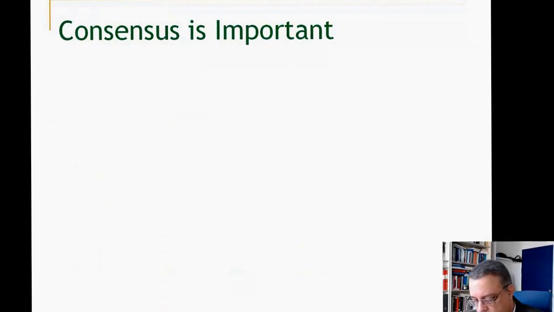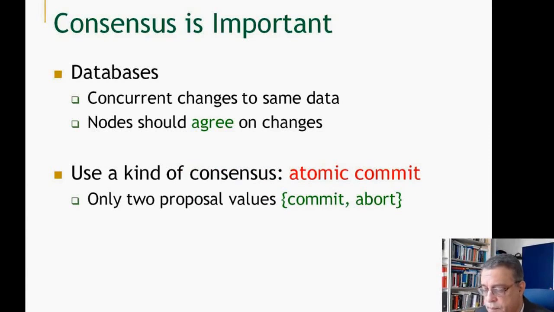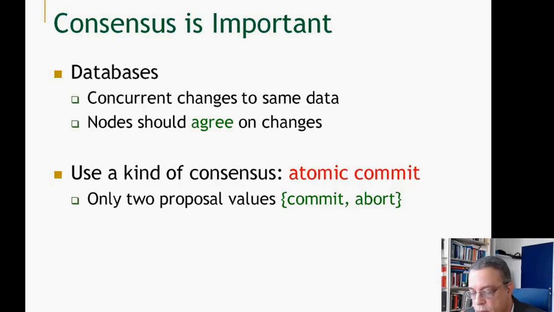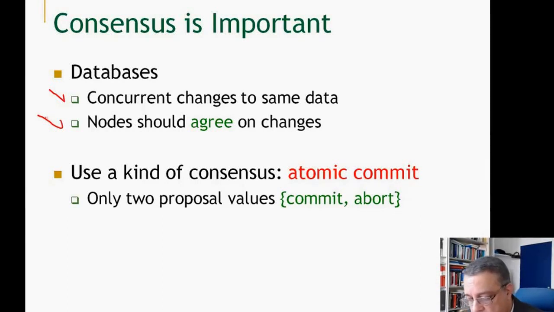So consensus is an important problem. In databases, where you have multiple transactions, you have concurrent changes to the same data, and nodes should agree on the changes. For this, a special kind of consensus is used called atomic commit, where the nodes involved in a concurrent transaction only propose two possible values, commit and abort.